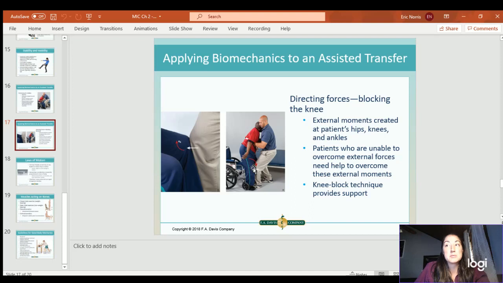You also sometimes will need to block the knee in a standing position, like if the knee's buckling, if it's so weak it's buckling, you will stand with your legs right in front of the patient's knee to block it, to keep them from falling down from their knee buckling. Okay, nothing else I need to say there.